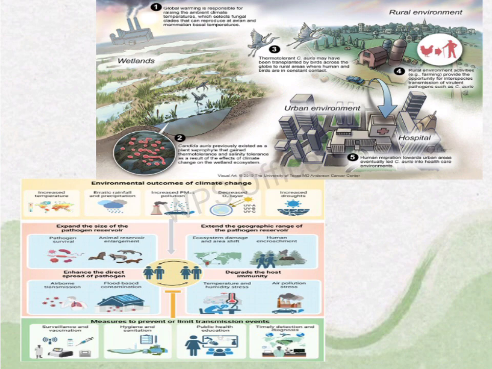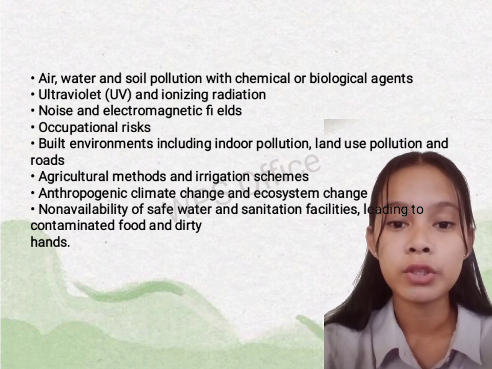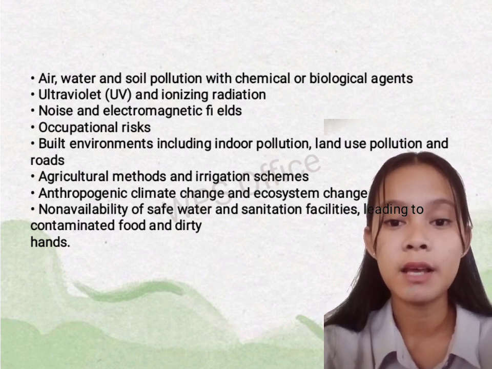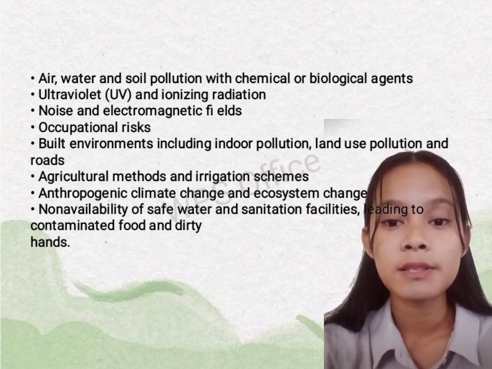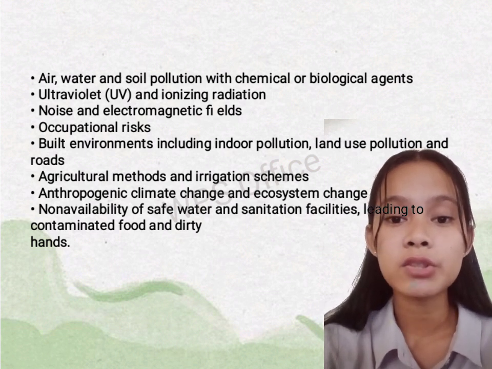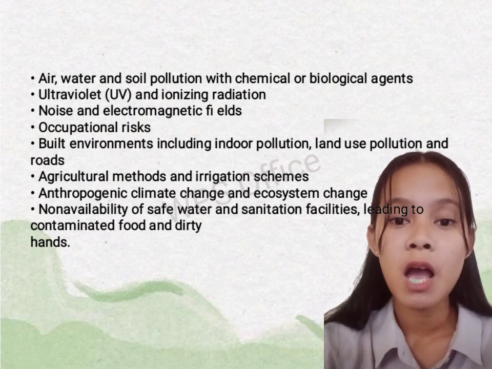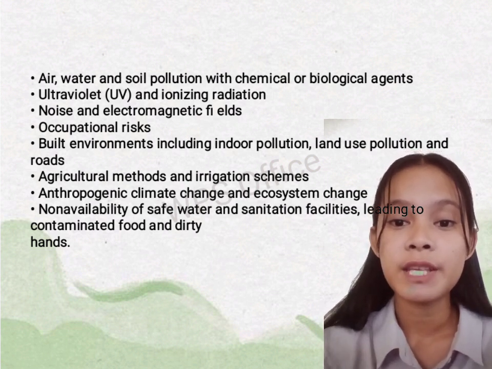The environmental factors impacting health are air, water, and soil pollution with chemical and biological agents, ultraviolet (UV) and ionizing radiation, noise and electromagnetic fields, occupational risk, built environments including indoor pollution, land use patterns, and roads, agricultural methods and irrigation schemes, anthropogenic climate change and ecosystem change, and non-availability of safe water and sanitation, leading to contaminated food and dirty hands.